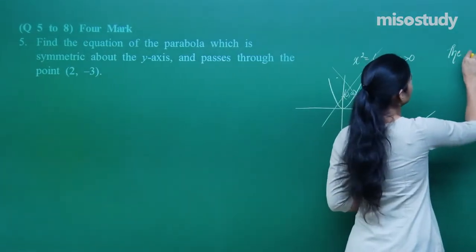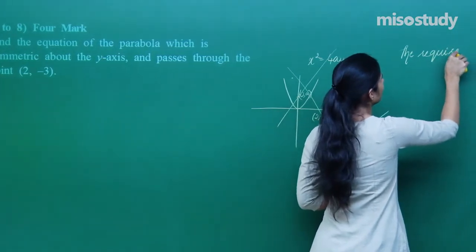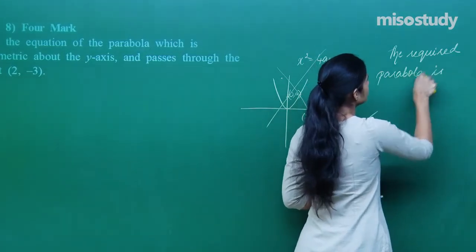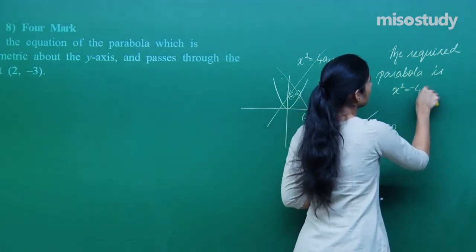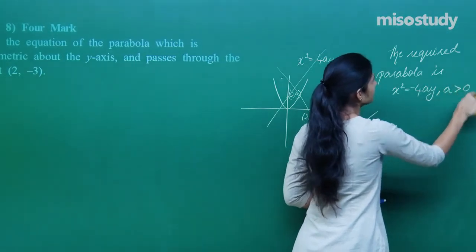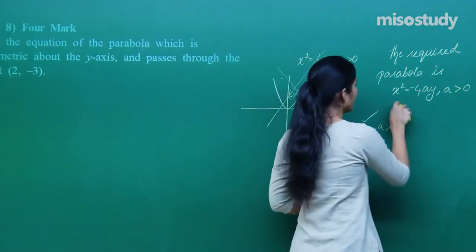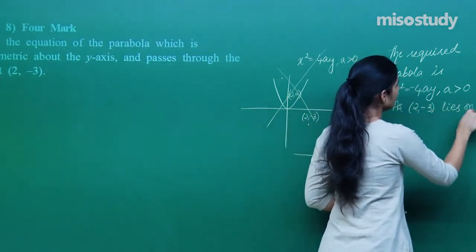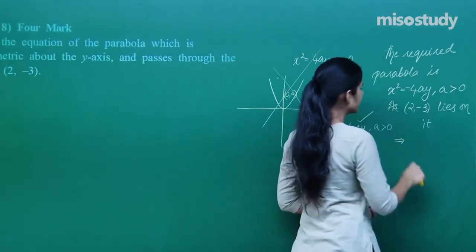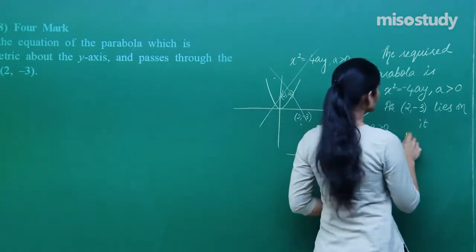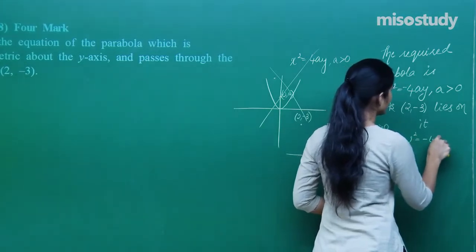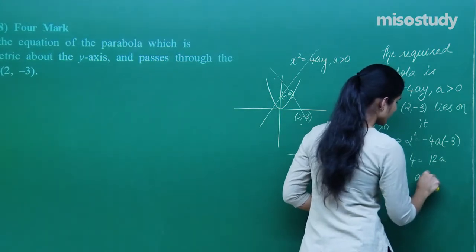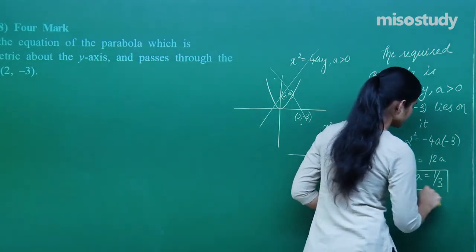The required parabola is x square equals minus 4ay, a positive. As (2, minus 3) lies on it, it satisfies the equation of this parabola. So 2 square is equal to minus 4a into minus 3, that is 4 is equal to 12a, a is equal to 1 by 3.